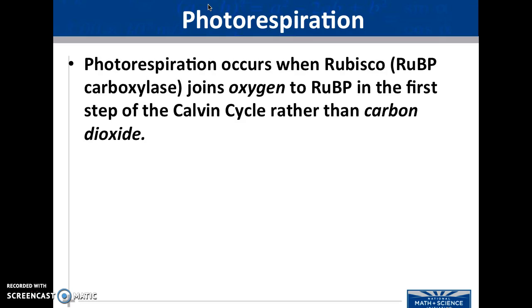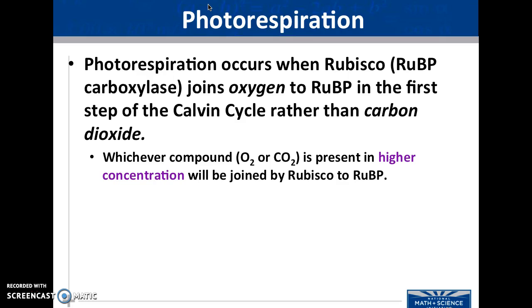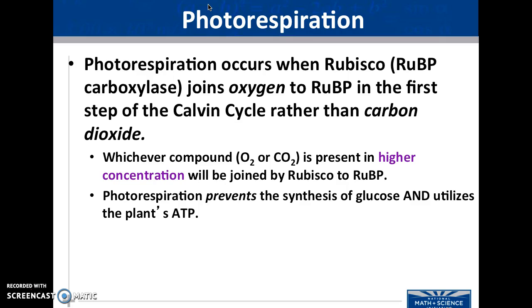Photorespiration occurs when Rubisco joins oxygen to RuBP in the first step of the Calvin cycle rather than carbon dioxide. Remember, RuBP goes from 5 carbons to 6 carbons. We can join oxygen to that instead, but that's going to become a problem. Whichever compound is present in higher concentration is what's going to be joined. So if I am oversaturated with oxygen, I will join those oxygens to the RuBP.